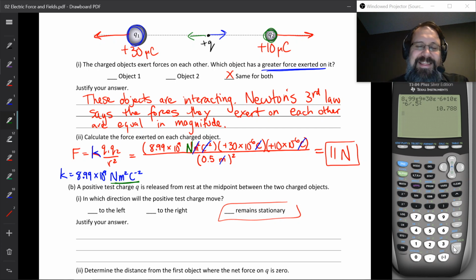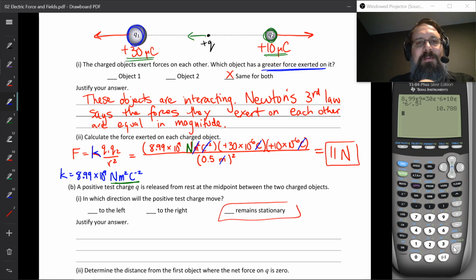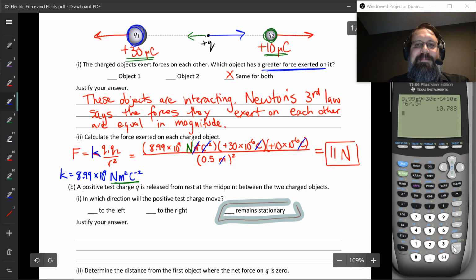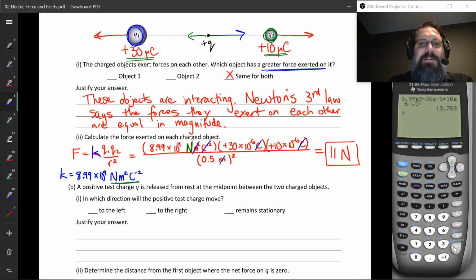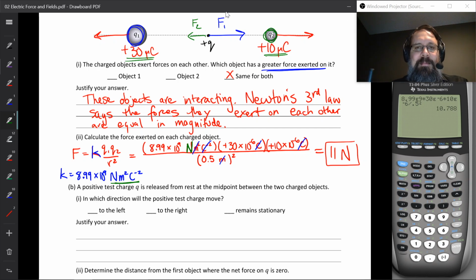Because there's a flaw in the reasoning there. They're not equal in magnitude, right? The charges aren't equal. So there's a larger charge on the left, which means that the force to the right, the repelling force from that Q1, is going to be much greater than the repelling force from Q2. Do you guys see that? So this is the force from Q1, and then this is the force from Q2. And so we can see that F1 is going to exceed F2. They're both the same distance apart.